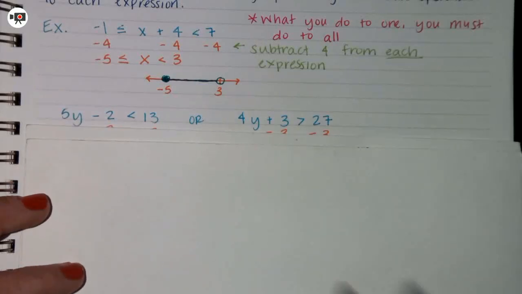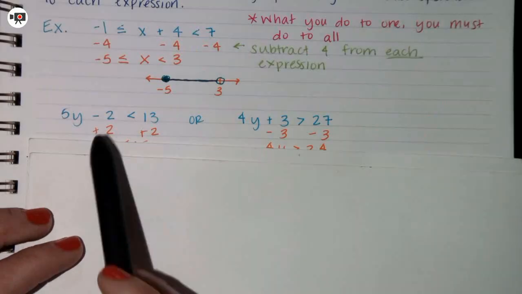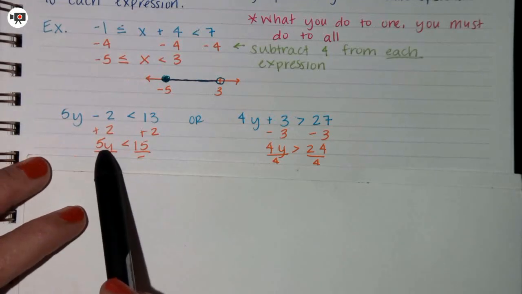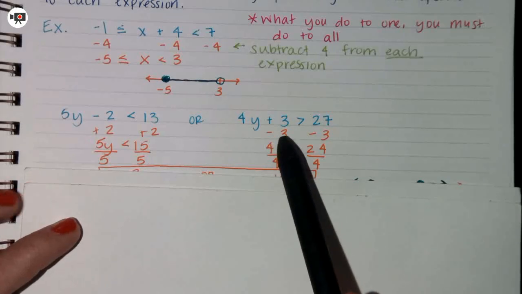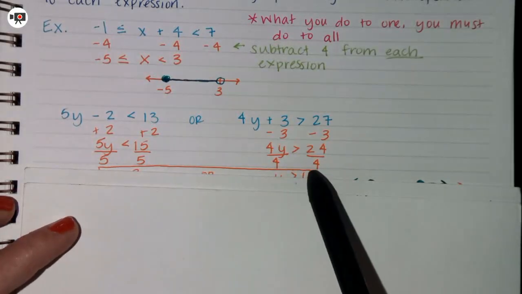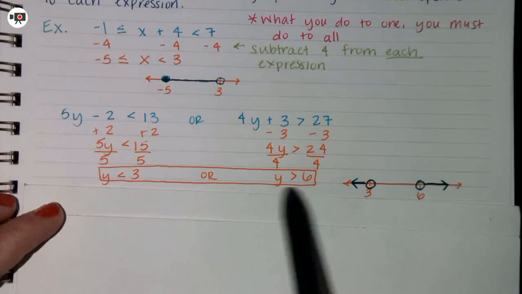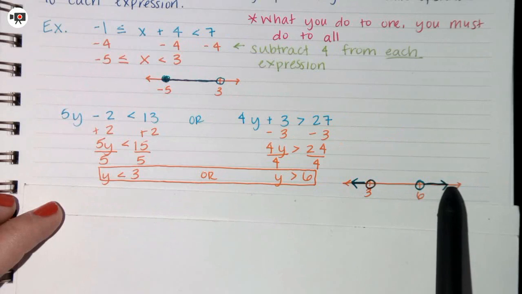If we have 5y minus 2 is less than 13, or 4y plus 3 is greater than 27, I'm going to solve each of these separately. We are not going to write it as one long inequality because it is an "or". So I would add 2 to each side, then divide each side by 5. On the right, I would subtract 3 on each side and then divide each side by 4 to get my answer of y is less than 3 or y is greater than 6. And y is less than 3 points to the left, y is greater than 6 points to the right.